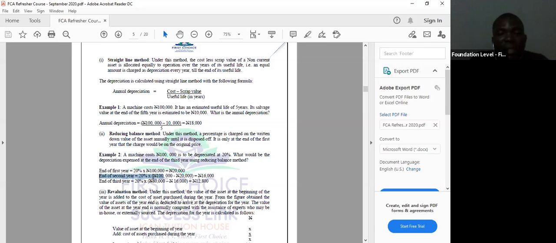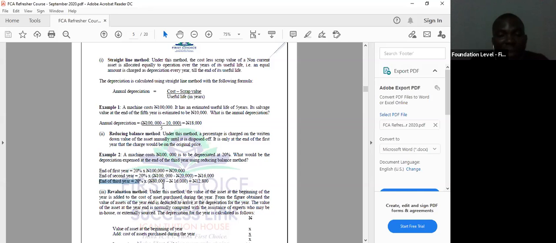20% times what? 100 minus 20. The 100 there is the cost of the asset. The 20 is the depreciation for the year, the previous depreciation, to get your carrying amount. And that will be 16,000. We now have the end of the year at 20%.